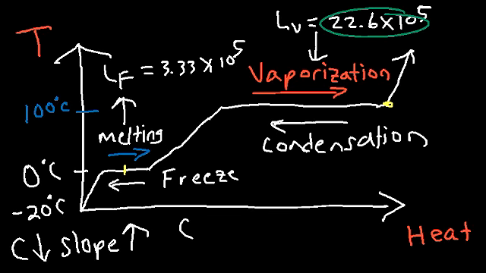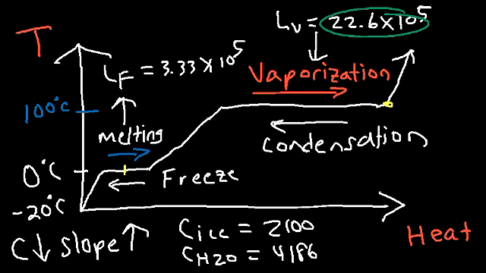The specific heat capacity for ice, we said it's about 2100 joules per kilogram per Celsius. But in the case of water, it's about 4186 joules per kilogram per Celsius. So it takes less energy to raise the temperature of ice by 1 degree Celsius compared to water. So that's why the slope for water is not as steep as ice.